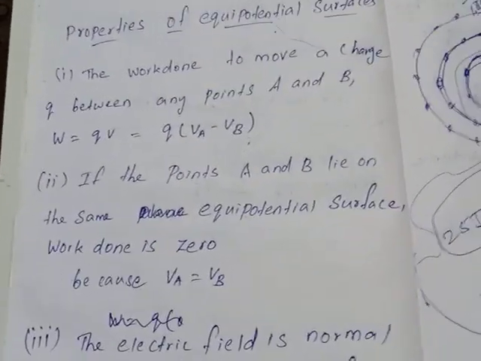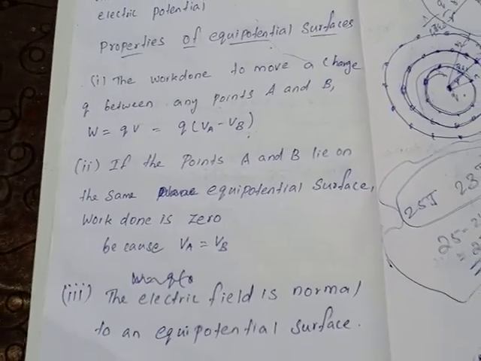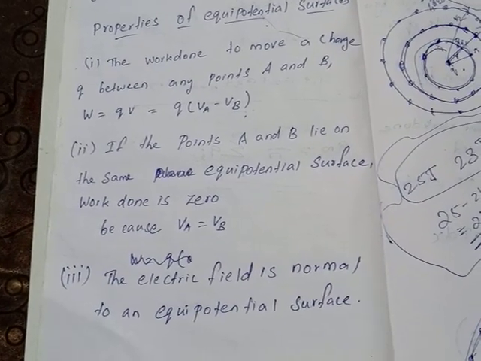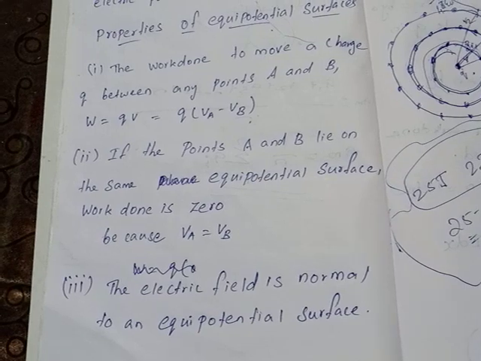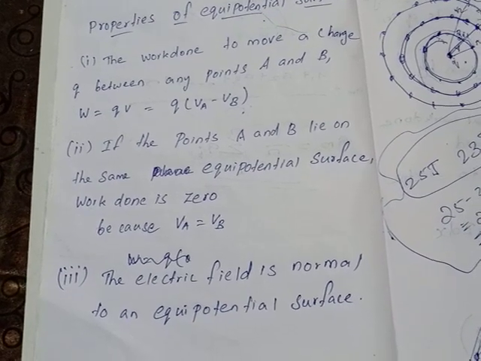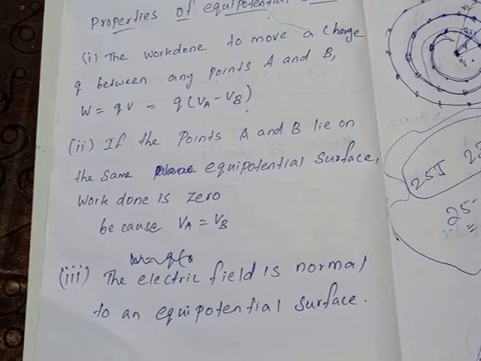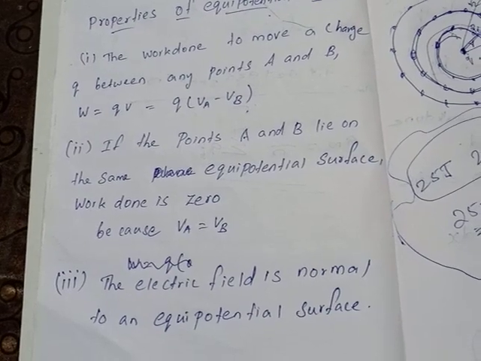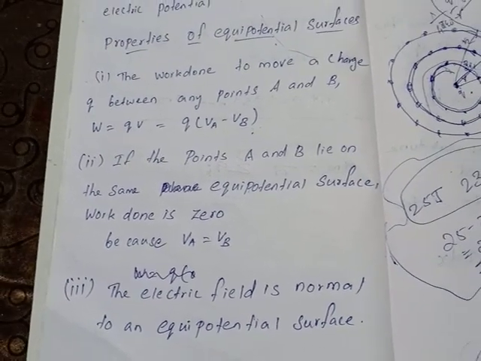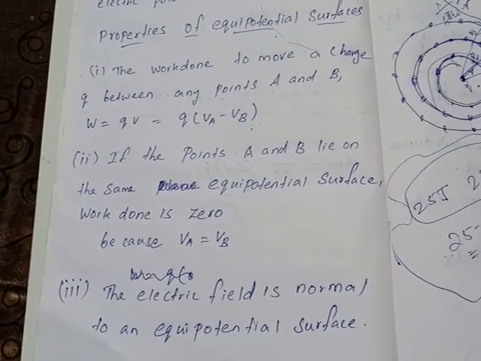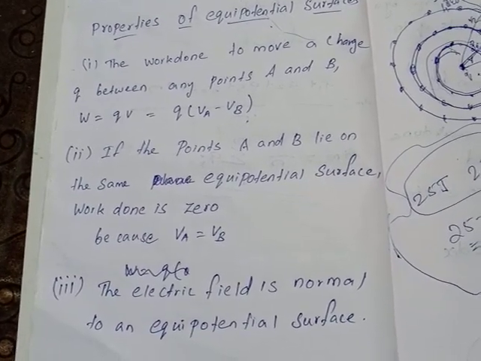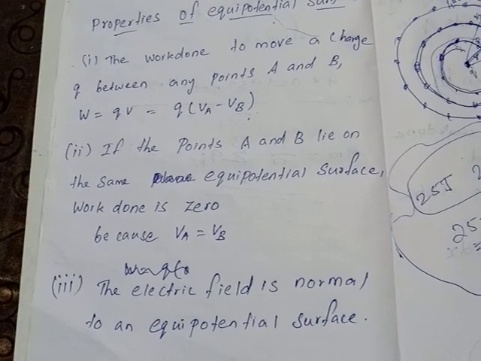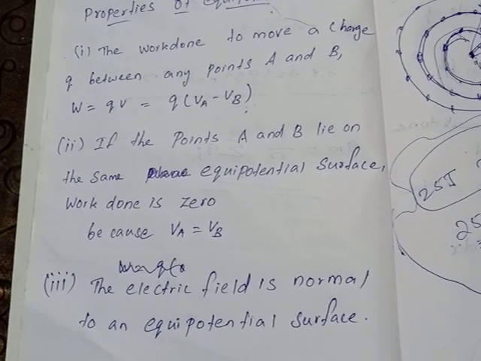Then, properties of equipotential surface. First property: the work done to move a charge Q between any points A and B is W equal to Q into (Va minus Vb). Second property: if the points A and B lie on the same equipotential surface, work done is 0. Reason why? Because Va equal to Vb.